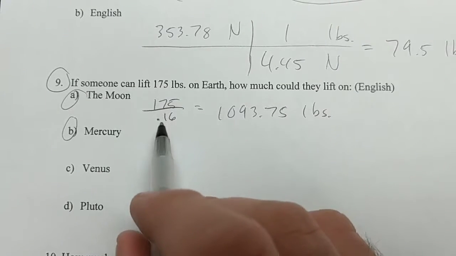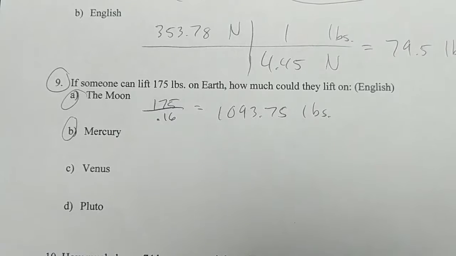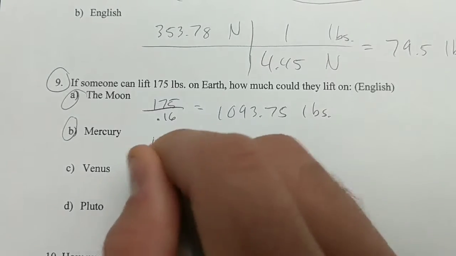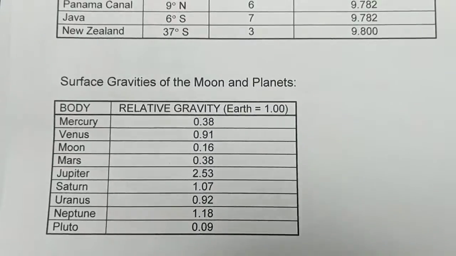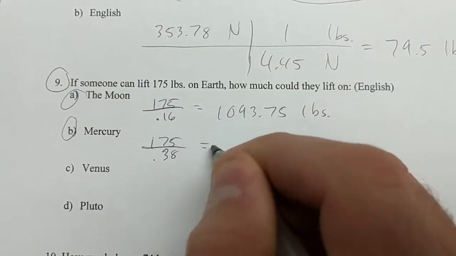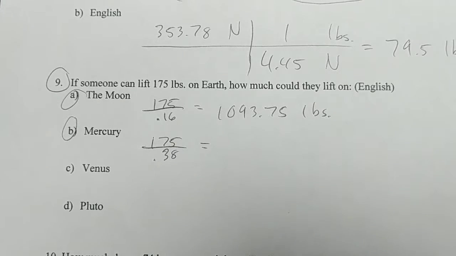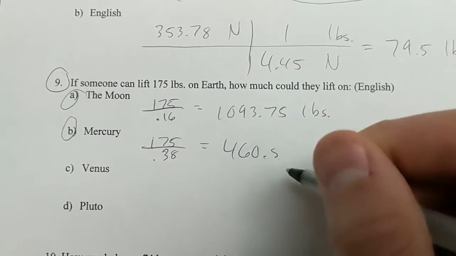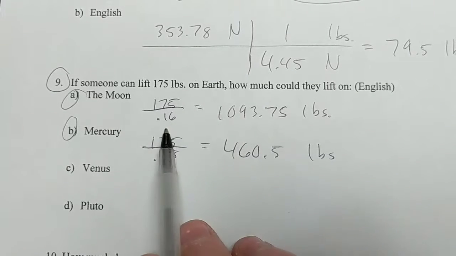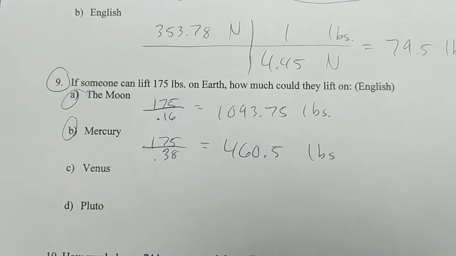If you were to multiply these two numbers instead of divide, you would get a number smaller than 175, which wouldn't make a whole lot of sense if the moon's gravity is less than Earth's. Let's try Mercury, for example. Mercury, 175. We're going to divide it by the relative gravity of Mercury, which is 0.38. Again, you should be able to lift more on Mercury because it has 38% of the Earth's gravity. 460.5 pounds. So that's more than 175. Certainly not as much as the moon, because the moon has far less gravity than even Mercury does.